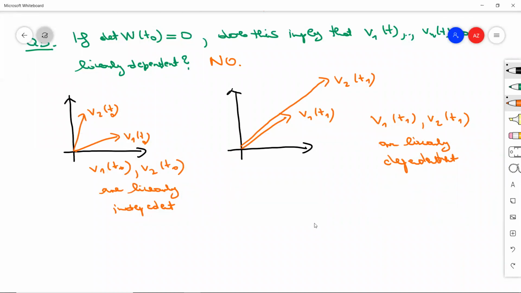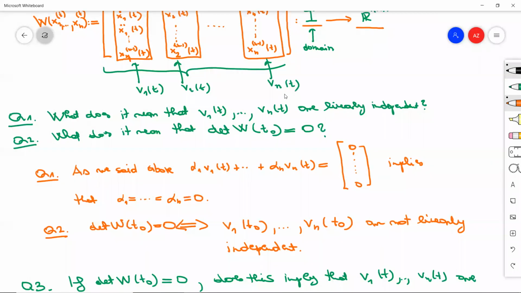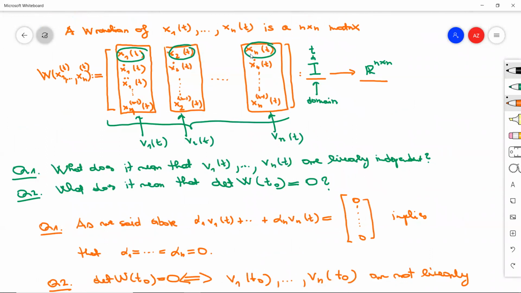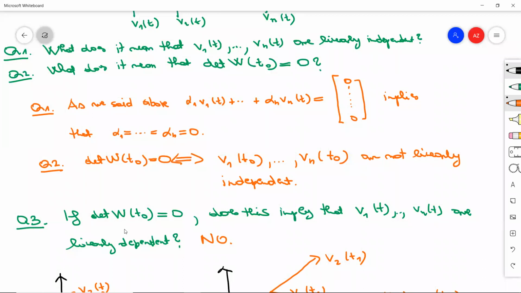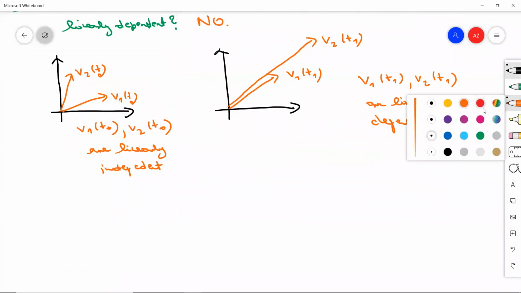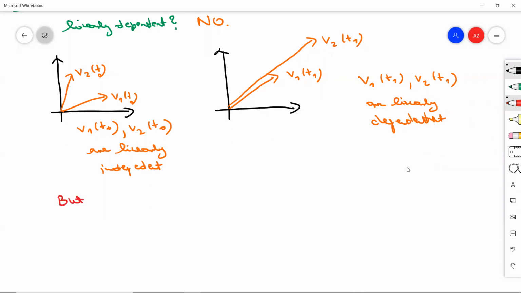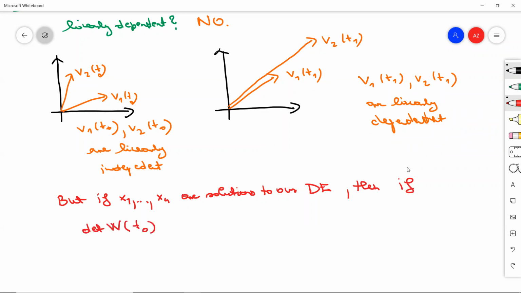But if x1 up to xn are exactly the solutions of the nth order linear differential equation, it turns out that those notions are the same. So the answer to question 3 is yes. If x1 up to xn are solutions to our differential equation, then if the determinant of the Wronskian is 0 in some point, then it is 0 in all other points of our interval.